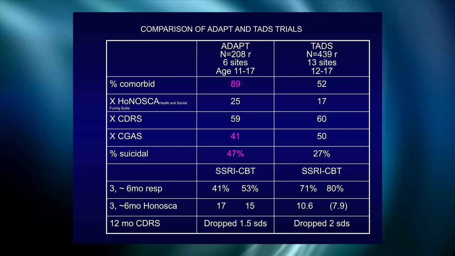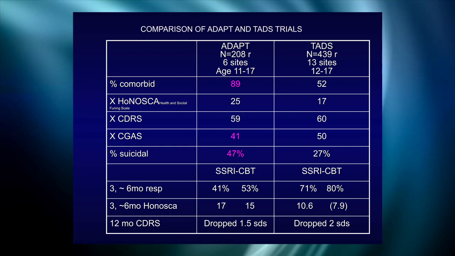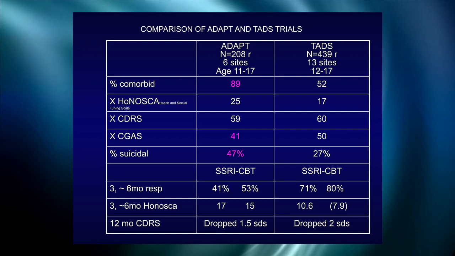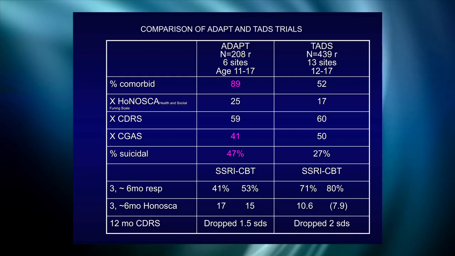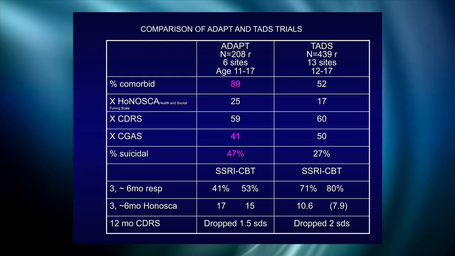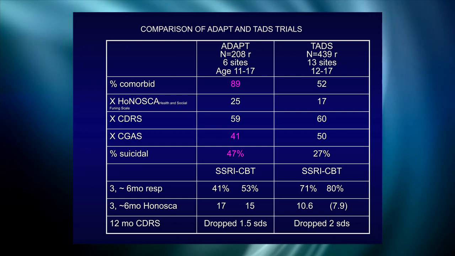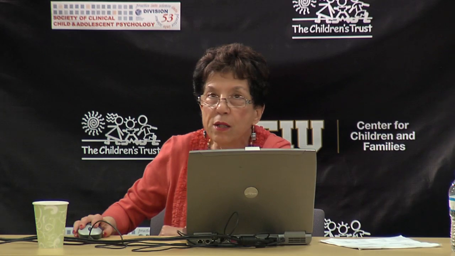But if you look comparatively at the ADAPT study and the TADS study, you can see that the Brits had higher rates of comorbidity. Their functioning scores were lower, however you wanted to measure it. There were higher rates of suicidality. At 12 months, they were still quite a bit better, only 1.5 compared to 2 standard deviations of improvement, but still a significant improvement over the 12-month point in time. So it isn't that the people didn't improve, not as many improved as much as in the TADS study.